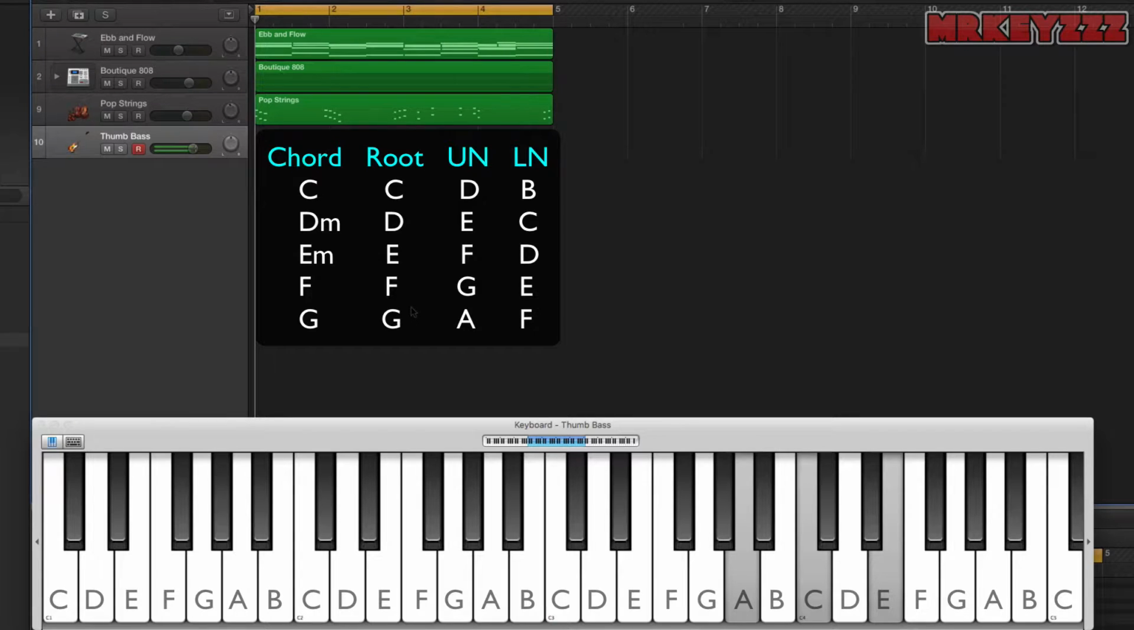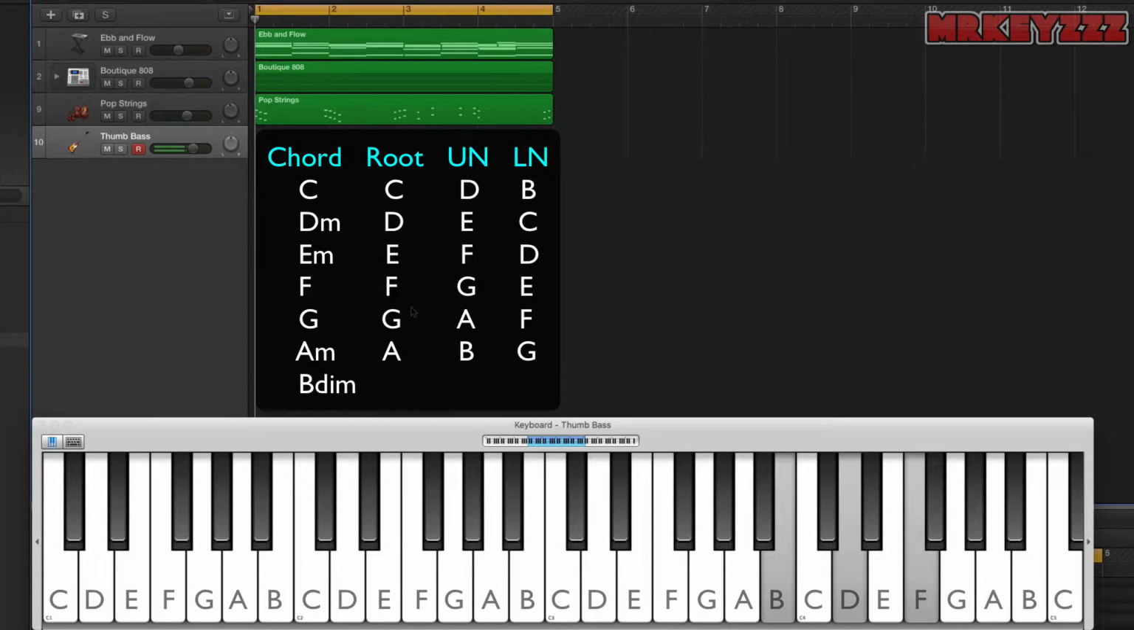The 6 chord is A, C, E, otherwise known as A minor. The root is A, upper neighbor is B, and lower neighbor is G. And the last chord, the 7 chord, which is B diminished, its root is B, upper neighbor is C, and lower neighbor is A. The following beat is a 2-bar phrase repeated twice, and it has the following chords.